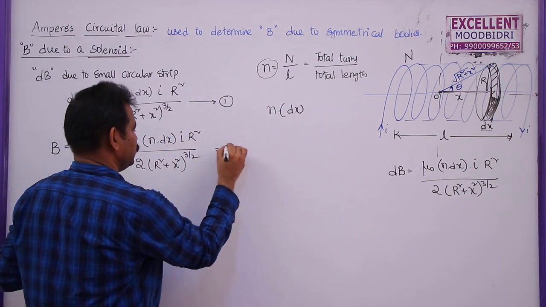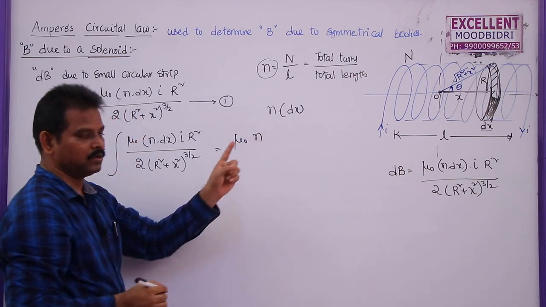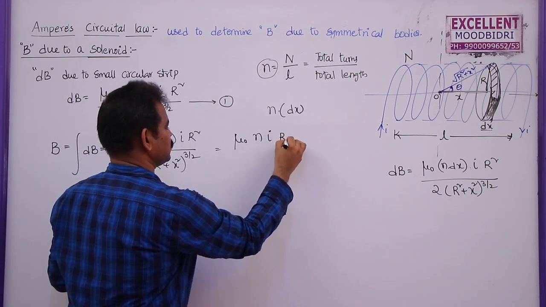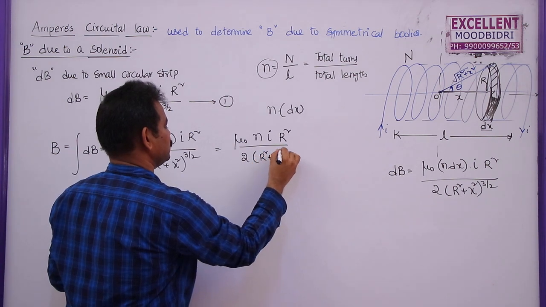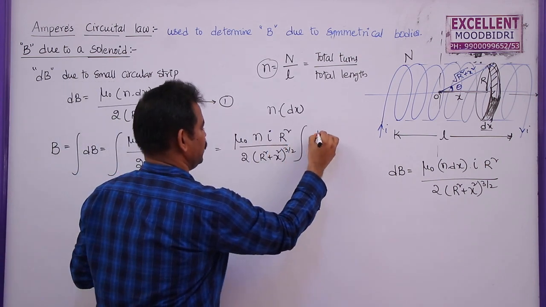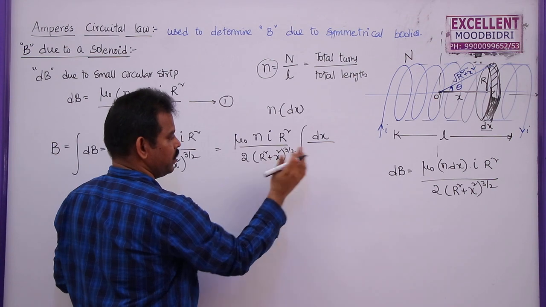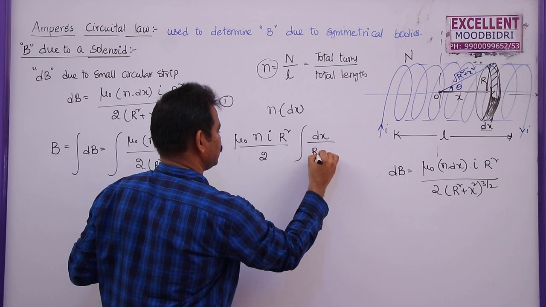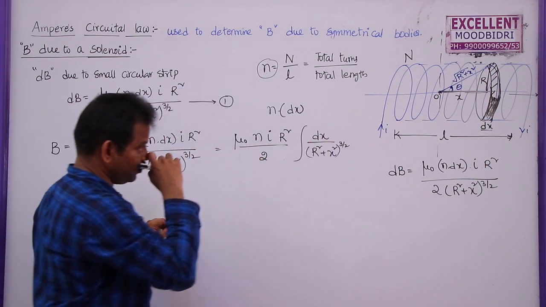So now mu naught is a constant. Number of turns per unit length of the solenoid is also constant. Current flowing through this is constant. Square of the radius constant. 2 into r square plus x square whole power 3 by 2 integral dx. But dx is the variable, so here x is also a variable. That's why I can write this as 2 outside. The remaining terms are r square plus x square whole power 3 by 2.